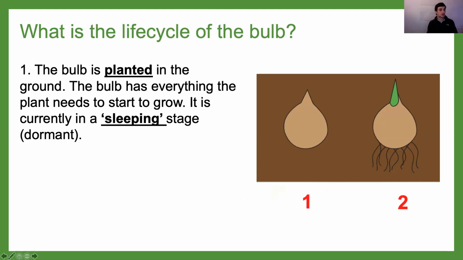The bulb is planted in the ground, and the bulb has everything the plant needs to start growing. But it's just currently sleeping. So when you get a bulb, it's just currently asleep. And if you plant it in the ground, then it will start to grow. And it will start going through this phase here.